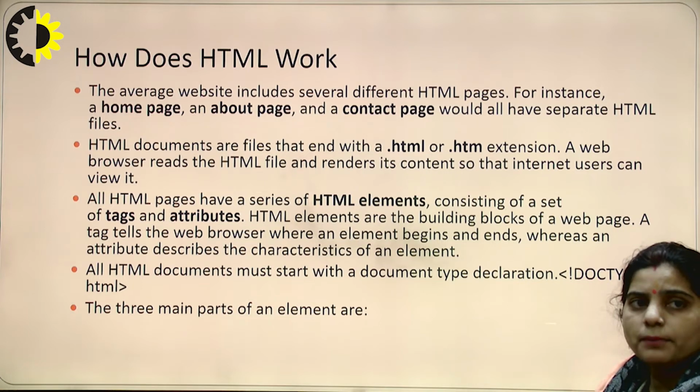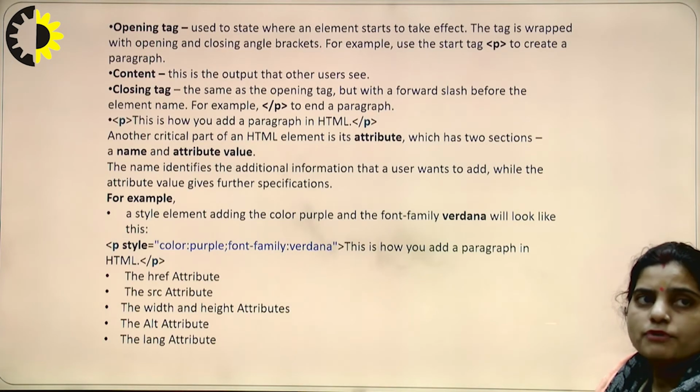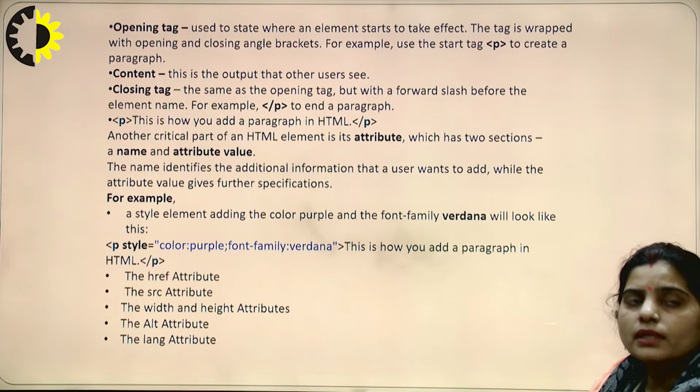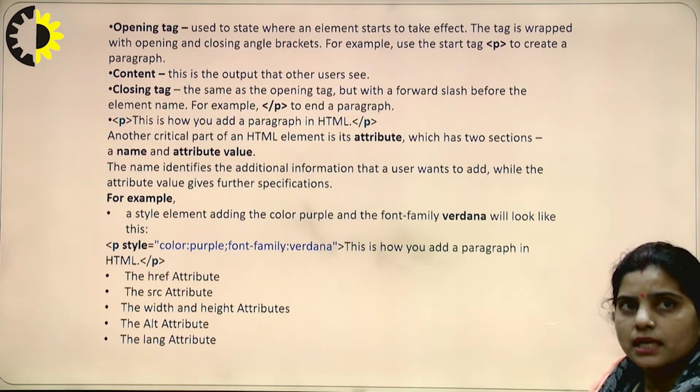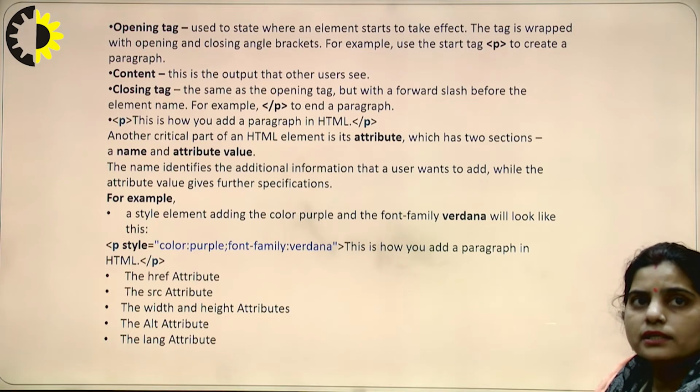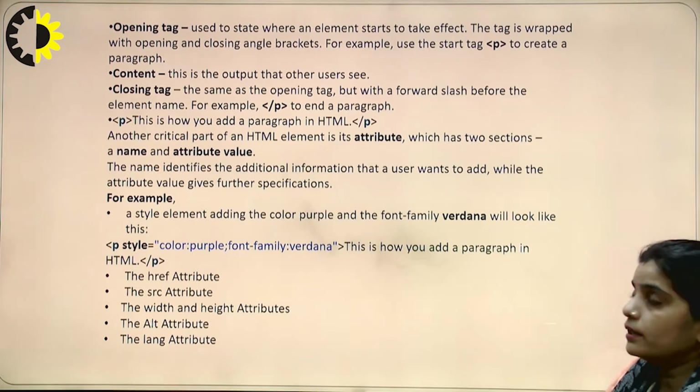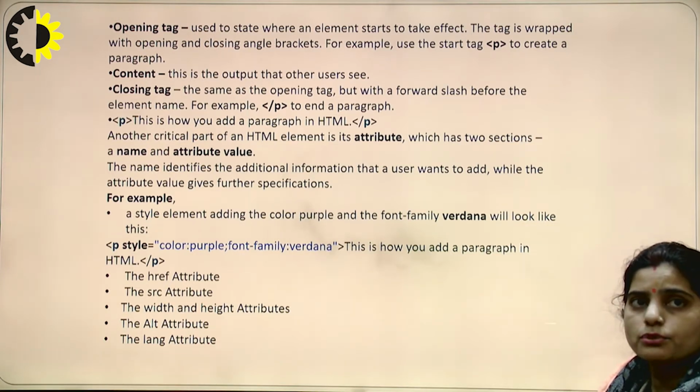The three main parts of an element are as follows. First one is the opening tag. This tag is used to state where an element starts to take effect, and it is wrapped with opening and closing angle brackets. For example, if we use the start tag, inside the angle brackets we write P, which is used to create a paragraph.